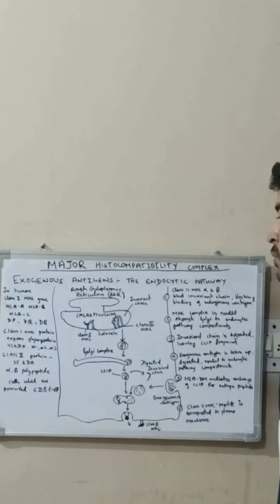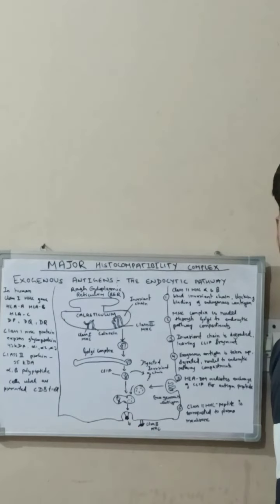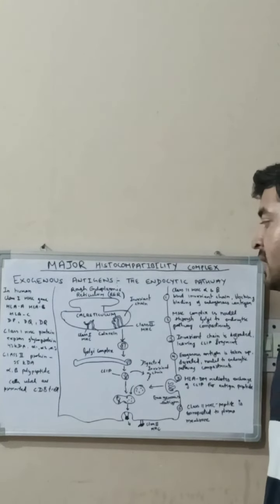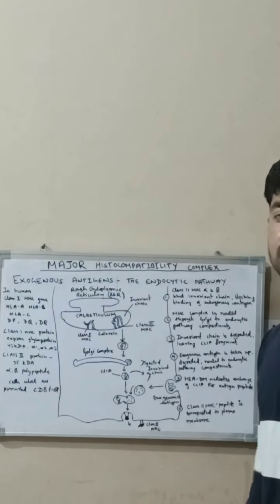And class 1 MHC protein is a glycoprotein of 43 kDa size with alpha 1, alpha 2 and alpha 3 domains. Class 2 protein is 35 kDa with alpha and beta polypeptide chains, and it presents antigen to CD8 T cells, right?